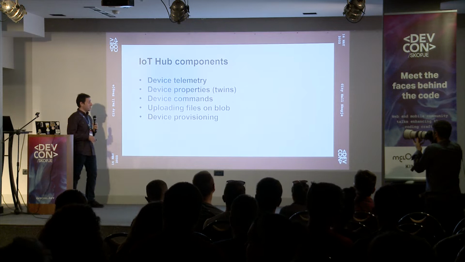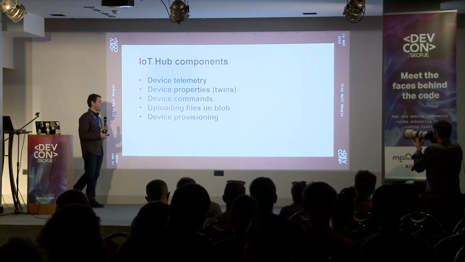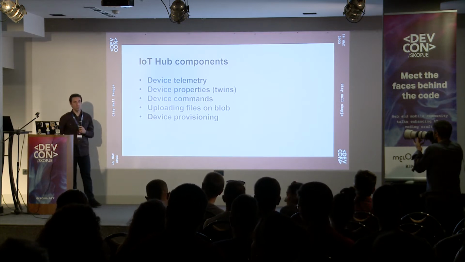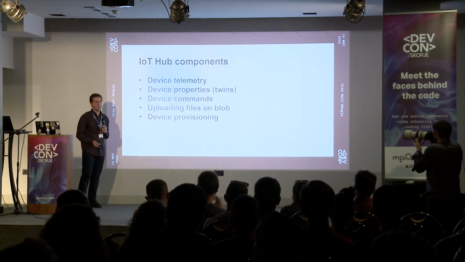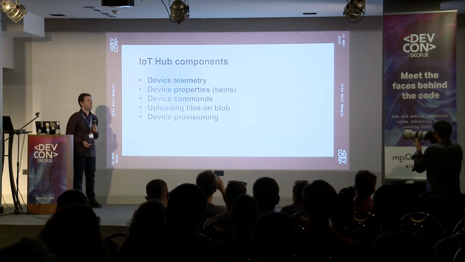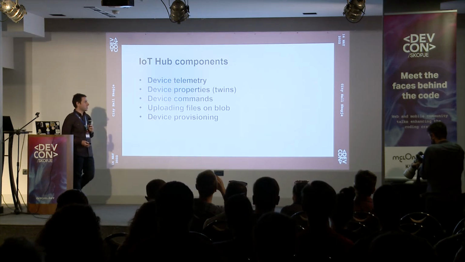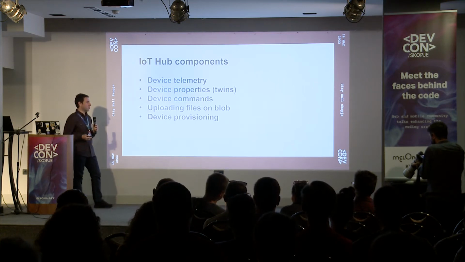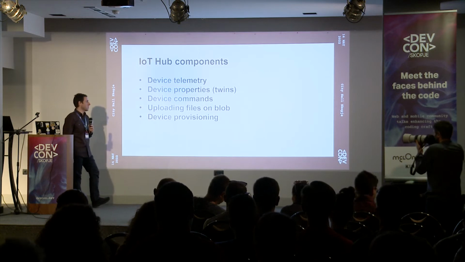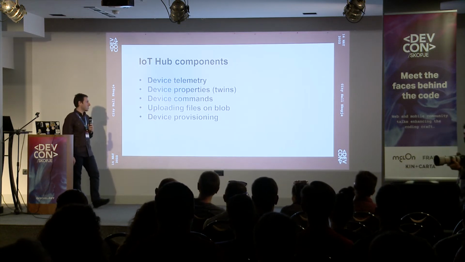Inside the IoT Hub service, uploading of files is also added, even though that is not a common case for services that want to communicate something. But because it is already there in Microsoft's services, they just connect the APIs and allow us to do that. And the last one is device provisioning.